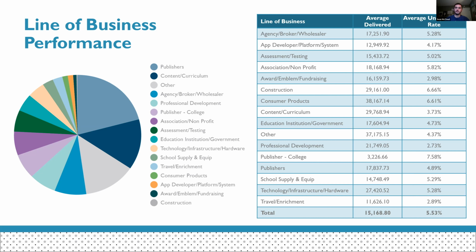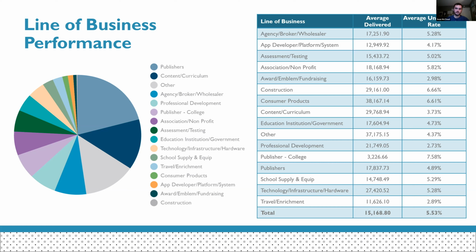And they also, if you look at the middle column, tend to send smaller campaigns. So we're showing the average delivered per campaign in that middle column. And you'll see something like consumer products on average is sending 38,000 emails per campaign, whereas college publishers on average are sending 3,000. So depending on what your messaging is, what line of business you're in, now we can get a little bit one step deeper into how you compare, what's a good benchmark for you to set for yourself.